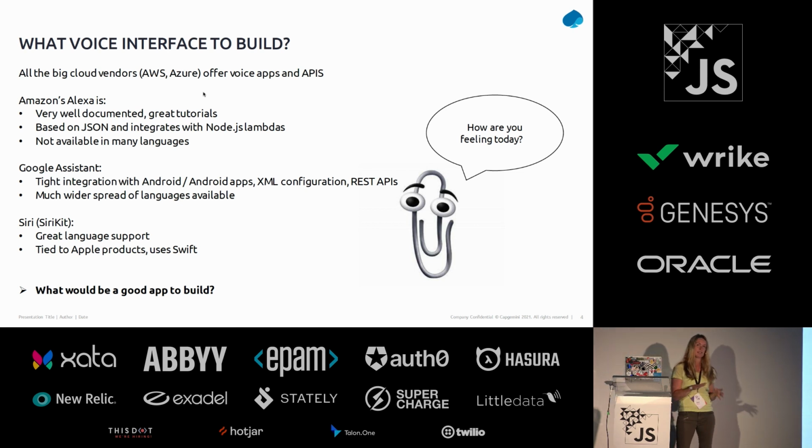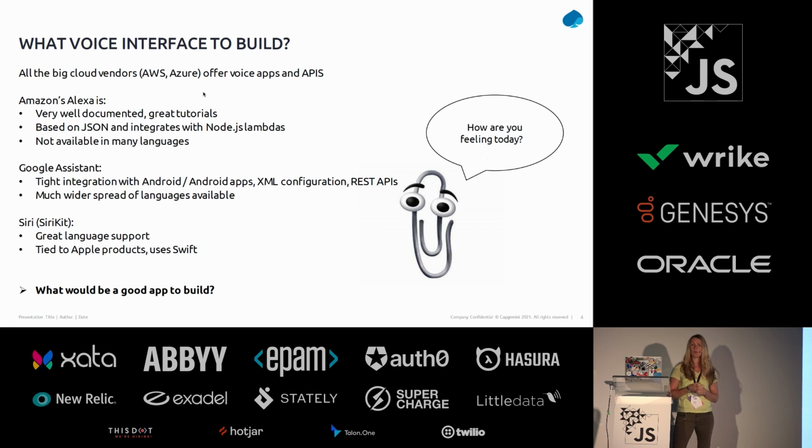The downside of it is it's not available in as many languages. So you can build apps in English, French, German, Hindi, Italian, Japanese, Portuguese, or Spanish at the moment using Amazon Alexa. But if you wanted a wider range of languages, you can look at some of the other offerings.